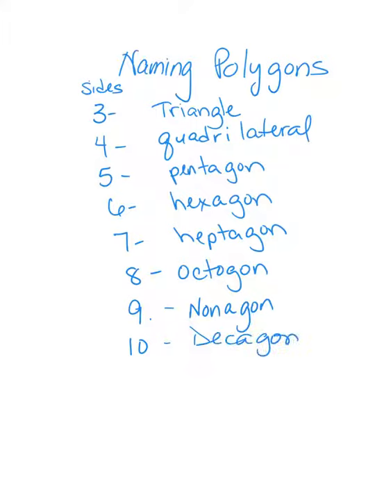And 11 and 12 have names too, but once you get past 10, you can just say an 11-sided is an 11-gon. Our book does that, and a 12-sided is a 12-gon. Okay, and so on and so forth.